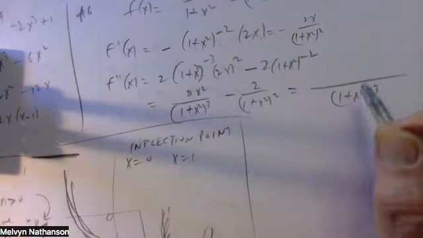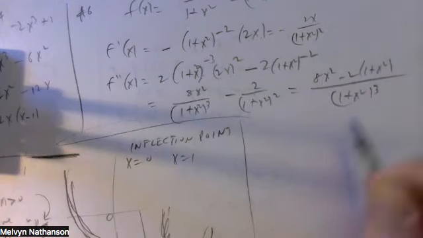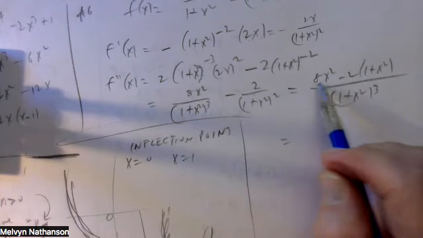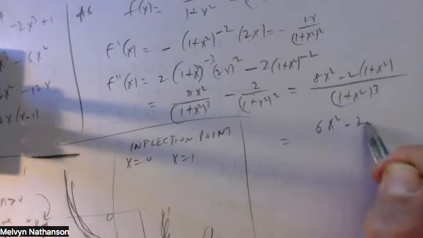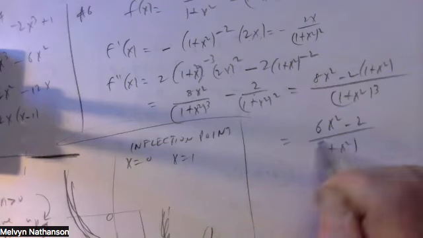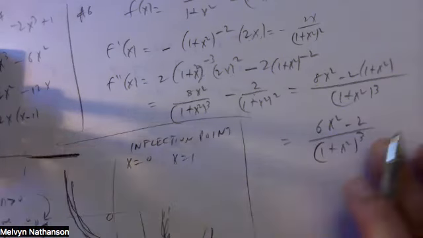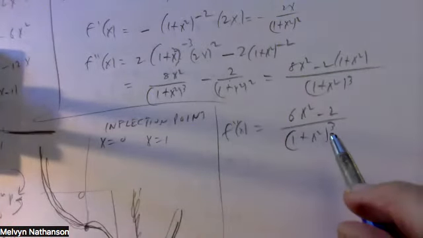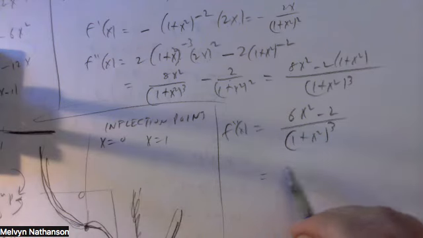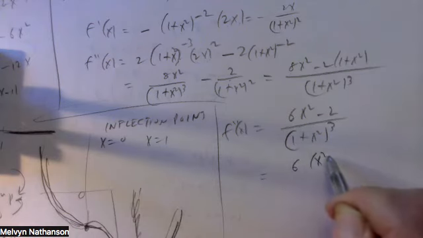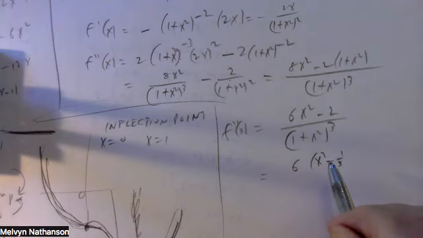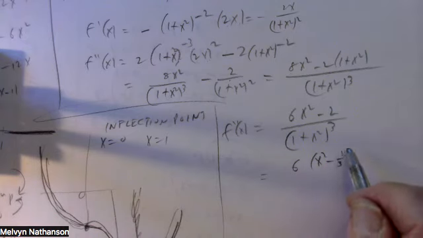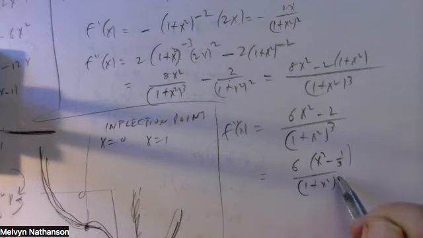If I want to put this over a common denominator of 1 plus x squared cubed, I have 8x squared minus 2 times 1 plus x squared. This is 8x squared minus 2x squared, 6x squared minus 2 over 1 plus x squared cubed. So this is the second derivative. I can write this as 6 times x squared minus a third over 1 plus x squared cubed.